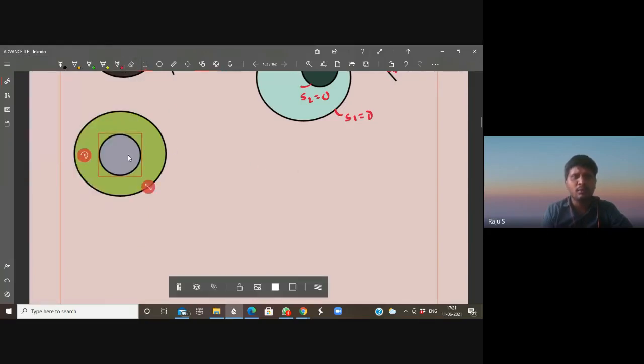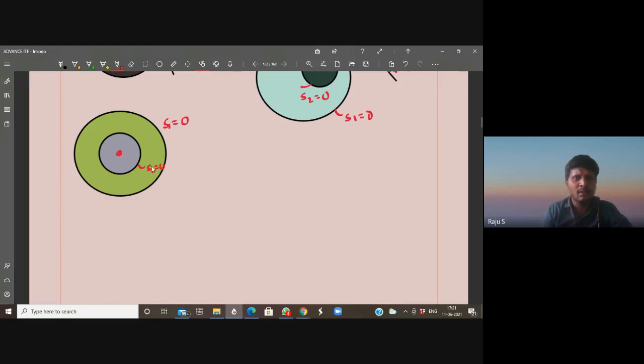See here, both the circles are concentric. What is meant by concentric circles? The centers of the circles are the same. Center of S1 equal to 0, same. Center of S2 equal to 0, same. Then the radical axis does not exist. The radical axis doesn't exist when two circles are concentric.